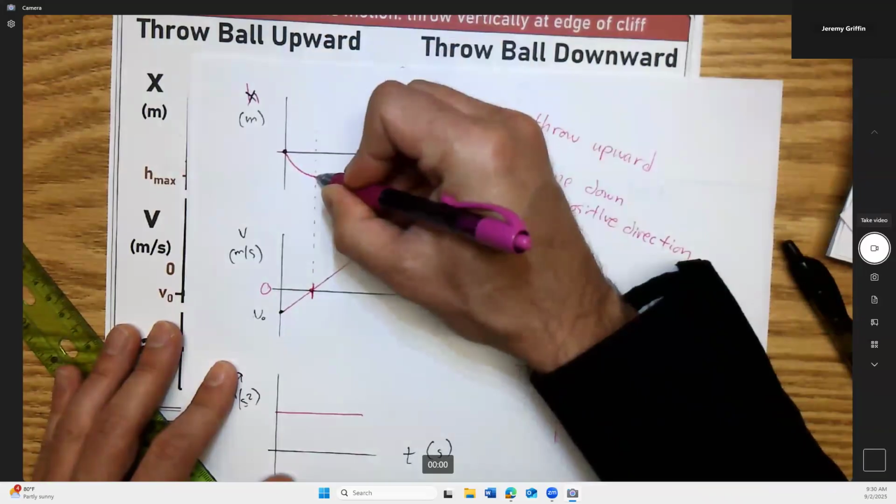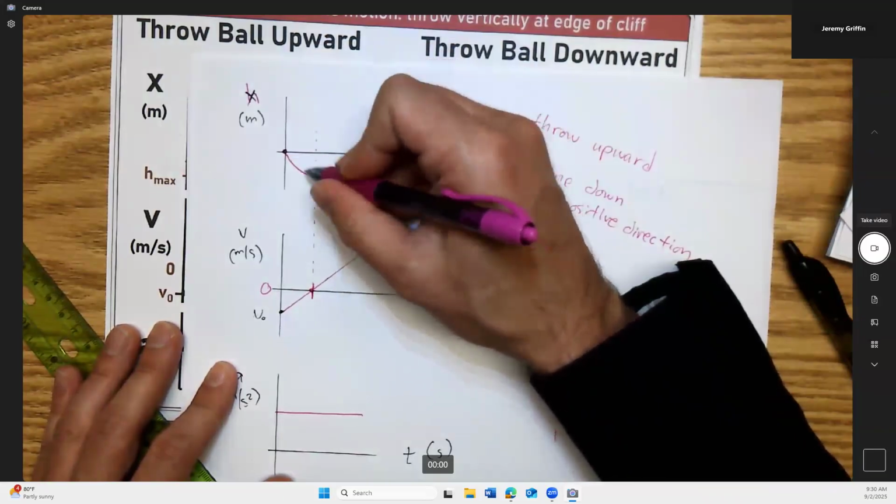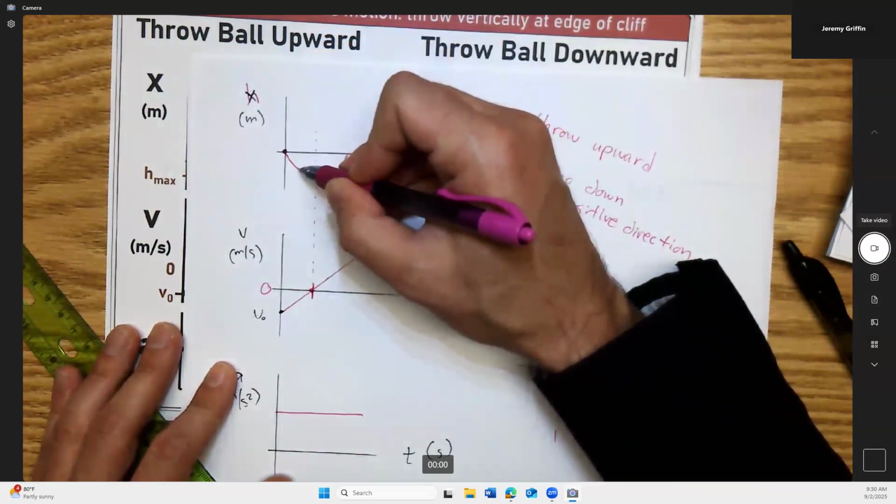And then from there, guys, what shape is this? Parabola? So is there some symmetry? Guys, suppose it took like 3 seconds to reach this point.